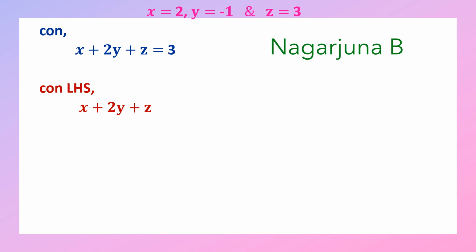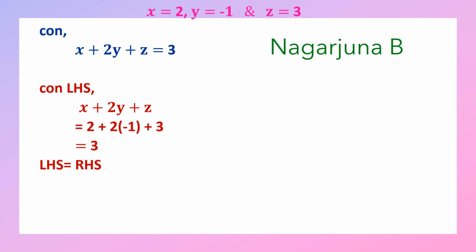So we can write equal to 2 plus 2 into minus 1 plus 3, because x value is 2, y value is minus 1 and z is 3. 2 plus 2 into minus 1 is minus 2. 2 minus 2 is 0. 0 plus 3 is 3. Therefore, we get the answer as 3. That is LHS is equal to RHS. That means whatever the answers we have got is correct when we have verified the first equation.